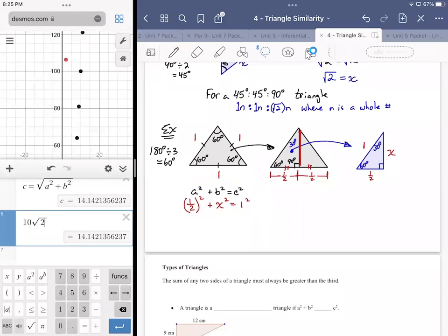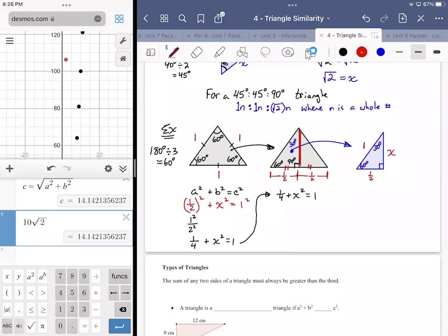All right. When you square a fraction, you square the top and bottom independently. So 1/2 squared is the same as saying 1 squared over 2 squared, right, which is 1/4. So 1/4 plus x squared is equal to 1. So 1/4 plus x squared is equal to 1.